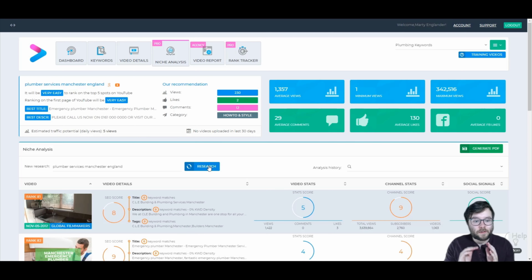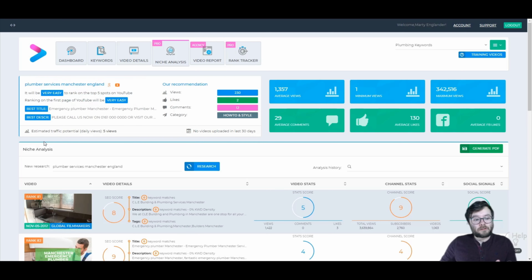Videly Pro has just finished loading all that information, and what we can see here is a drastic change in everything. Well, for starters, it says it will be very easy to rank on the top 5 spots, and it also says ranking on the first page will be very easy. This is talking about Google and YouTube. Now, if we look at the statistics to the right, they're saying that if we wanted to really start properly ranking for that sort of information, we would need to get around 230 views on YouTube, with 2 likes and 12 comments, as opposed to thousands upon thousands of views for Plumbers Manchester or Plumbers Services.